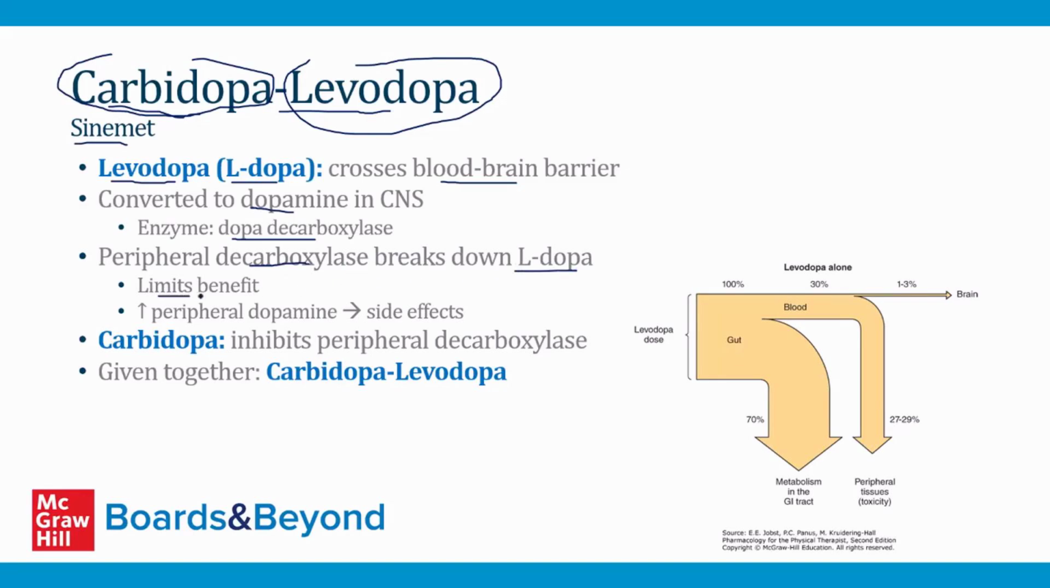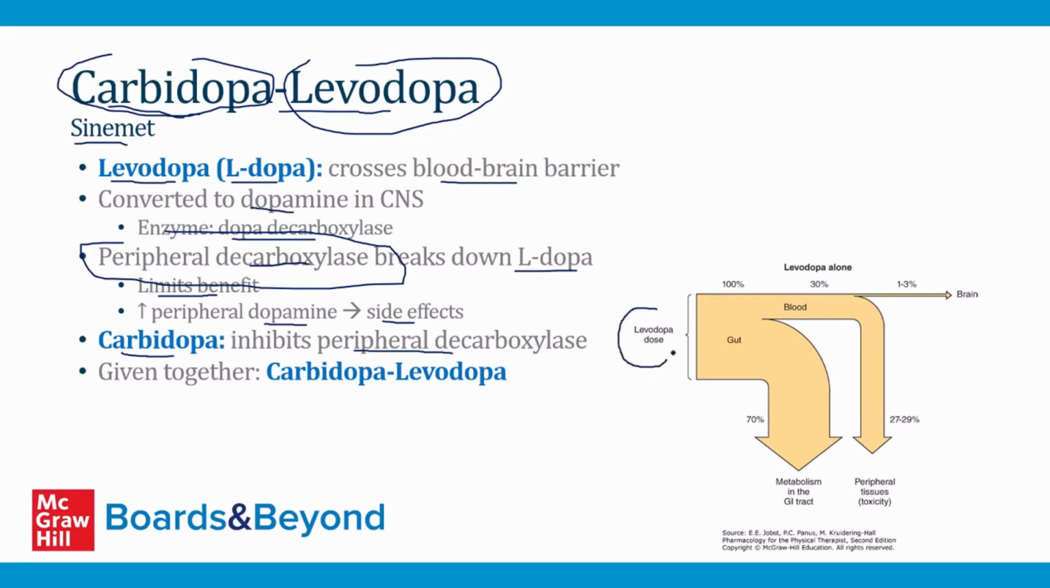This, first of all, limits the benefit of levodopa because less of it reaches the brain, but also you get more peripheral dopamine, and this causes side effects, which we'll talk about in a minute. So because of this peripheral decarboxylase enzyme, levodopa is always given together with carbidopa. Carbidopa is a drug that inhibits the peripheral decarboxylase, and it allows more of the drug to reach the brain.